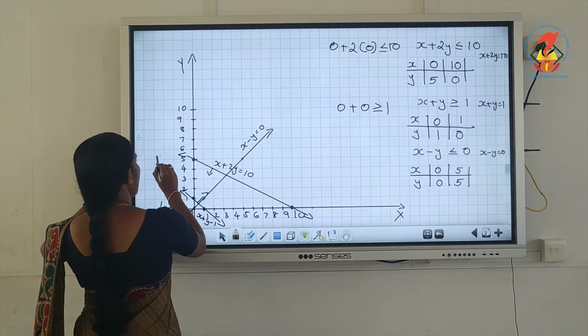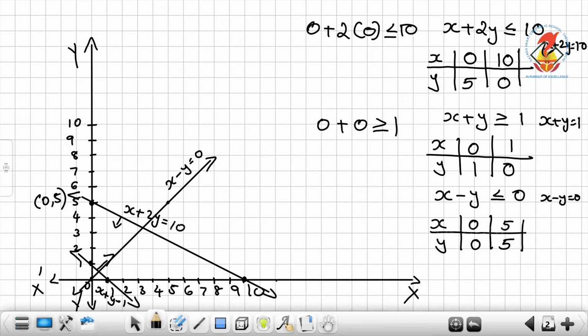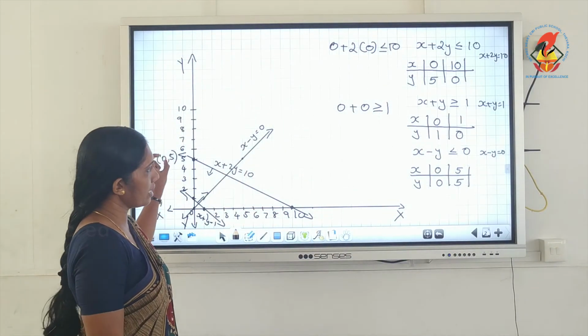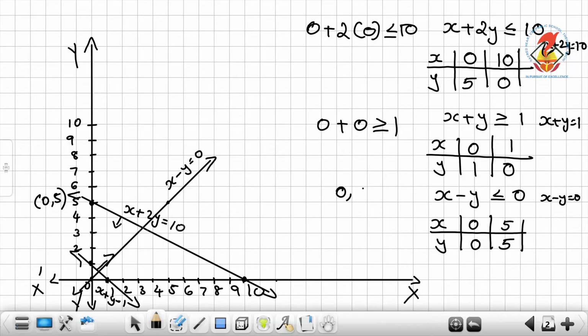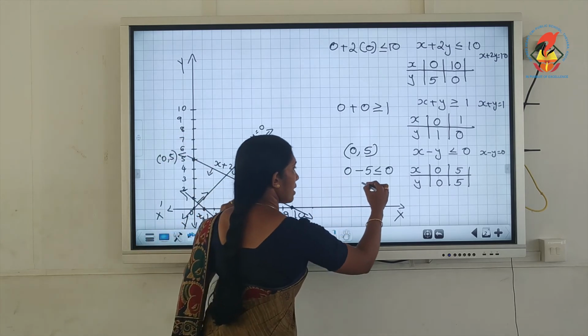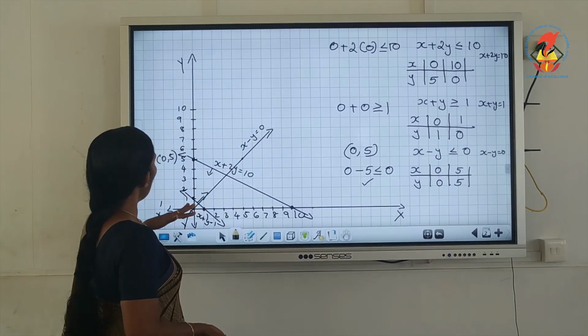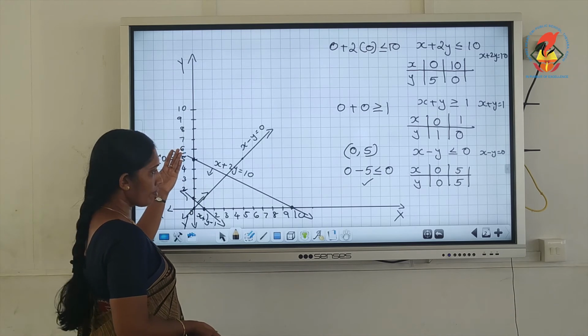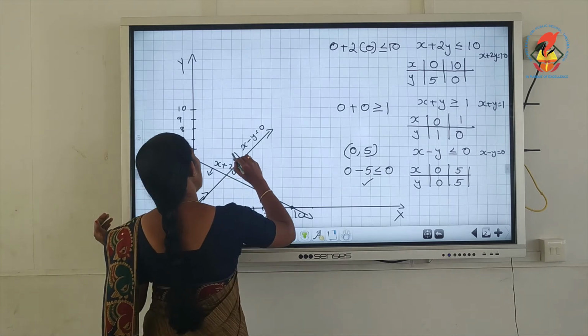So if I take 0, 5, in the last case I took the point from the x axis, so here I am taking from the y axis. So I am taking the point 0, 5. Substitute 0 minus 5 less than or equal to 0. Is it correct? That statement is correct. So 0, 5 is this region, isn't it? So you have to shade here.